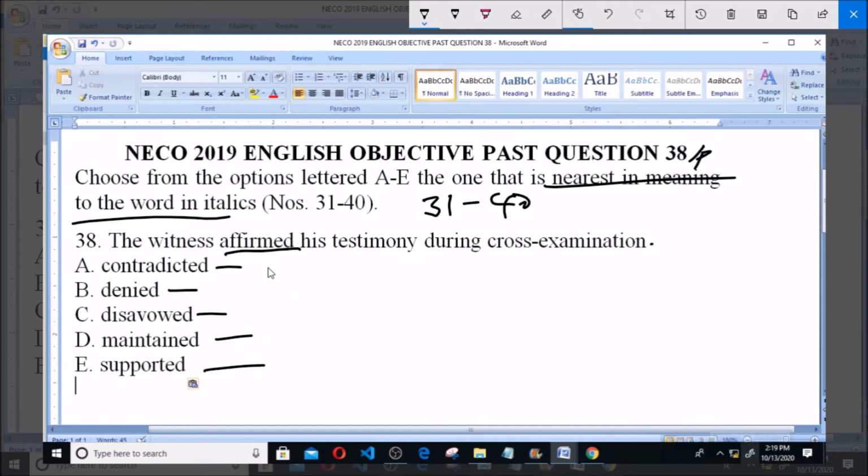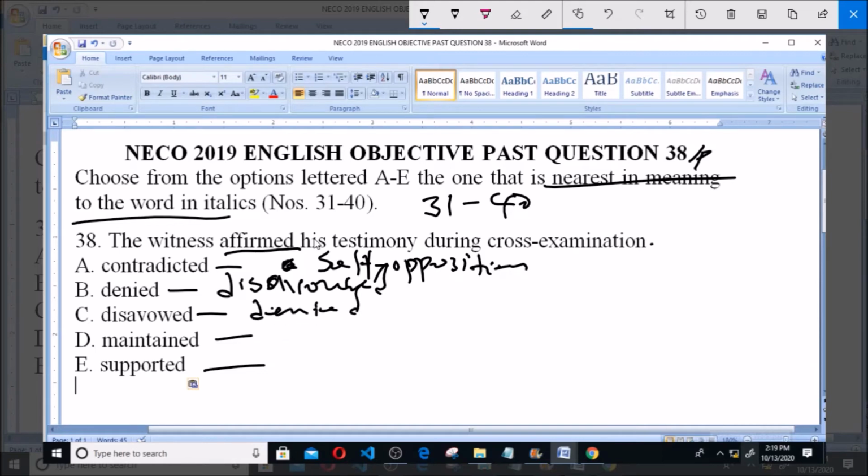When you contradict, it is the same as self-opposition. When you contradict what you said, then denied is the same as disavowed. And when you disavow, it means that you denied what you said earlier.